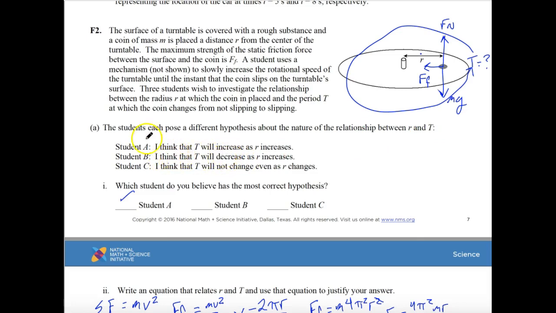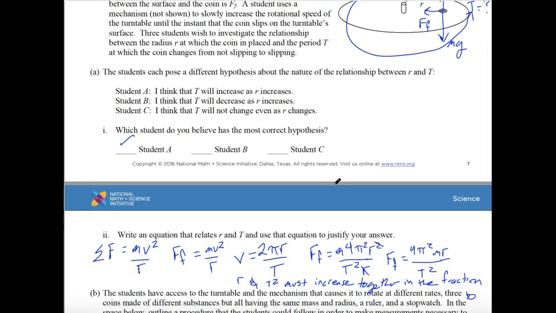Students think different things. The first student says, I think that T will increase as R increases. So if I move the coin further out, then the period will get bigger. Student B says, I think T will decrease as R increases. So if you pull it out, then R will get bigger, but the period will go down. And then student C says, I think that T will not change even as R changes. So which student do you believe has the most correct hypothesis?